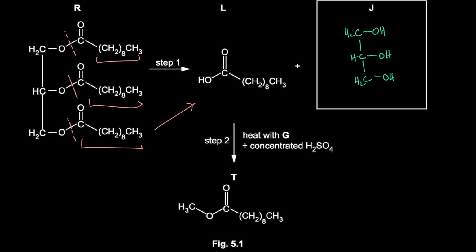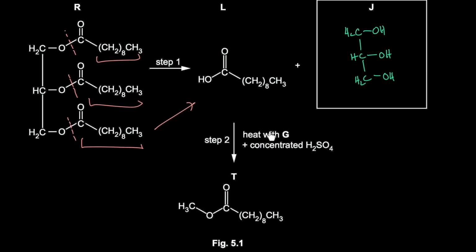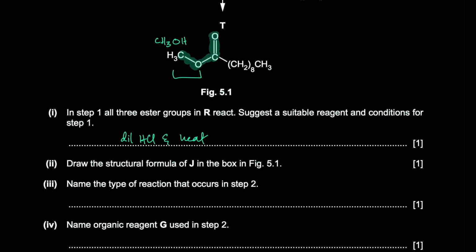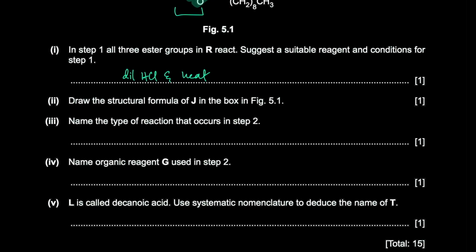Now in step 2, we react this compound L with compound G in the presence of concentrated sulfuric acid to make compound T. So again, you're making an ester. We have a COOC, so this carboxylic acid is converted to an ester. In this case, compound G is methanol, because this is the alcohol part. So compound G is CH3OH. The reaction is a condensation or esterification reaction. So the type of reaction is condensation.